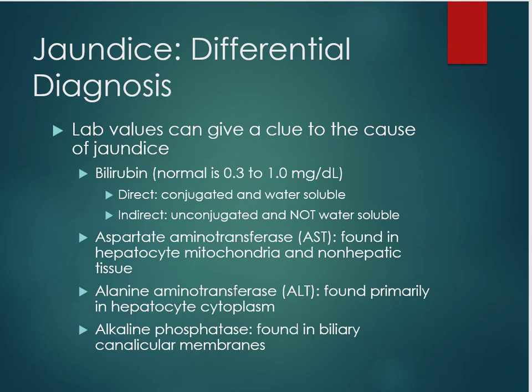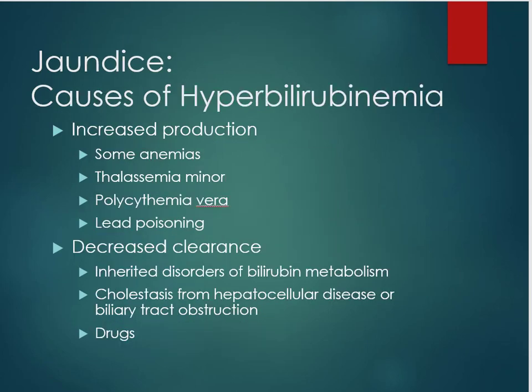found in the hepatocyte, mitochondria, and in non-hepatic tissue. The ALT is found primarily in the hepatocyte cytoplasm, and the ALK Phos is found in the biliary canalicular membrane. We know that arrays in these levels reflect activity of a disease process, but the actual serum levels do not necessarily correlate with the severity of the liver disease or what the prognosis might be.